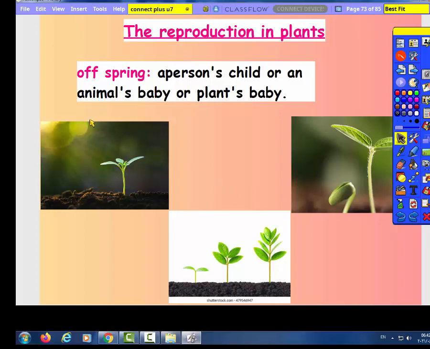Yes, so plants, like animals and people, have offspring and reproduce offspring. Reproduce offspring. Babies means babies or children. Okay.